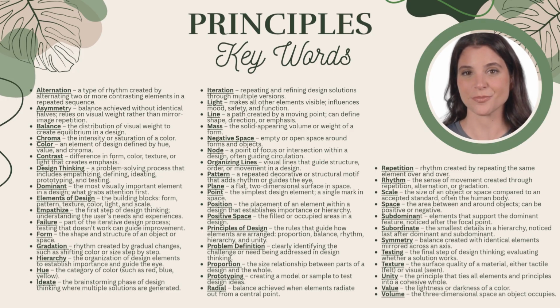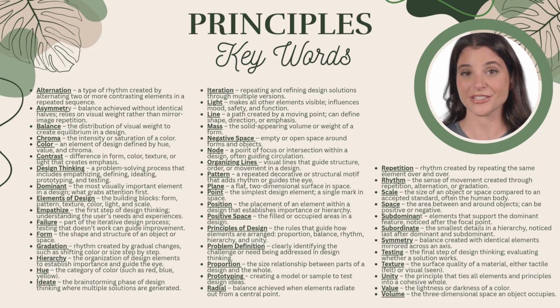Rhythm, the sense of movement created through repetition, alternation, or gradation. Scale, the size of an object or space compared to an accepted standard, often the human body. Space, the area between and around objects, can be positive or negative. Subdominant, elements that support the dominant feature noticed after the focal point. Subordinate, the smallest details in a hierarchy noticed last after dominant and subdominant.